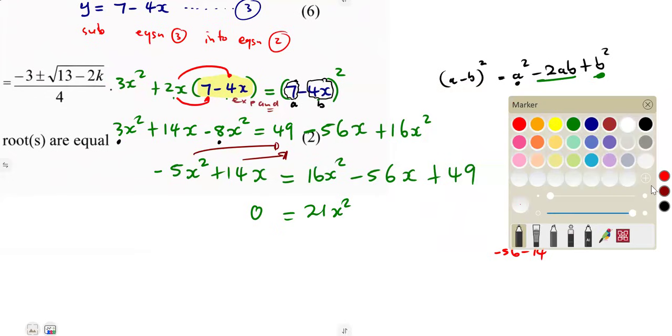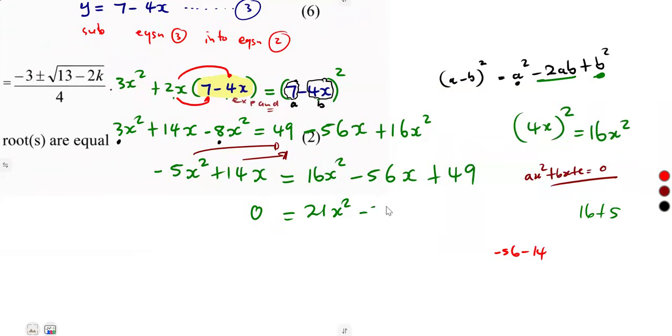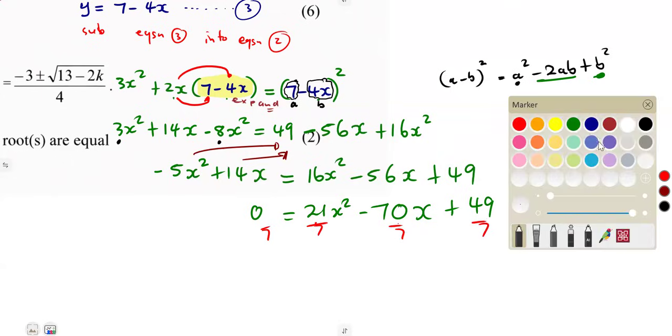That's minus 70. Minus 70 plus what? 49. So this is what we have, and we can even reduce our equation. As we can see, 7 is the highest common factor, so we can just reduce by 7.